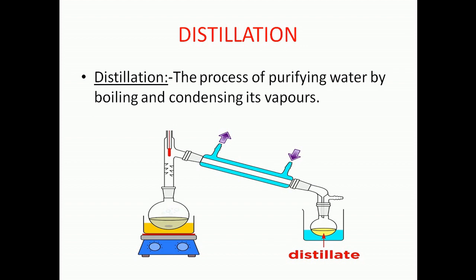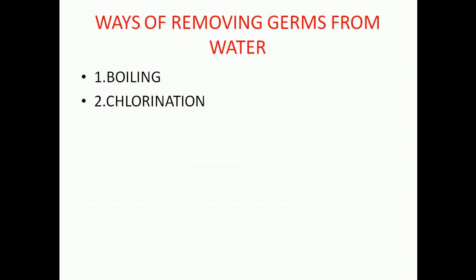Now children, how can we remove germs from water? We can remove germs present in water either by boiling water for 15 minutes, as boiling kills microorganisms present in water, or by chlorination, that is, treating water with chlorine.